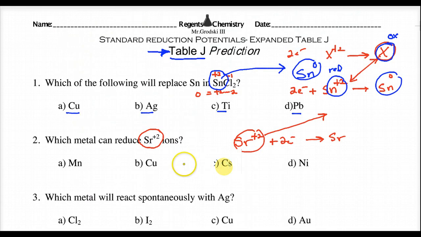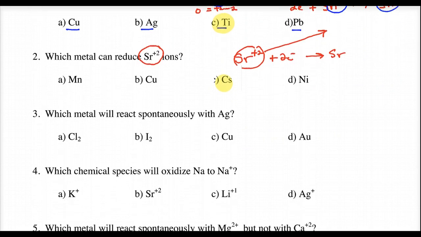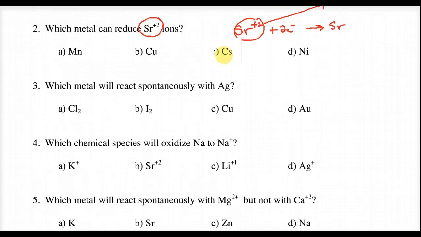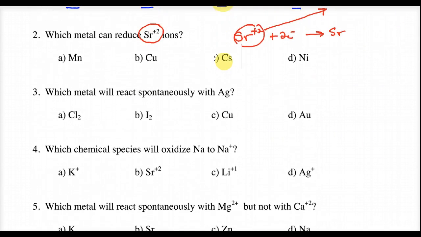So cesium's the answer here, and I believe my other answer was titanium. All right. Any case, these are all done the same way. You've got to figure out if we're talking about oxidation or reduction. And number 3, which metal will react spontaneously with silver? Like, Mr. Grodsky, is that oxidation or reduction? How do I know? I know how to use Table J. It's very simple. If this is the chemical species that's undergoing redox, what can only metals do? Metals can only lose electrons. That's what makes them metals.